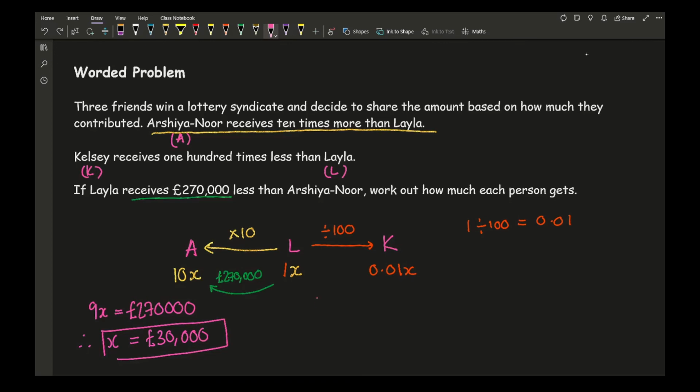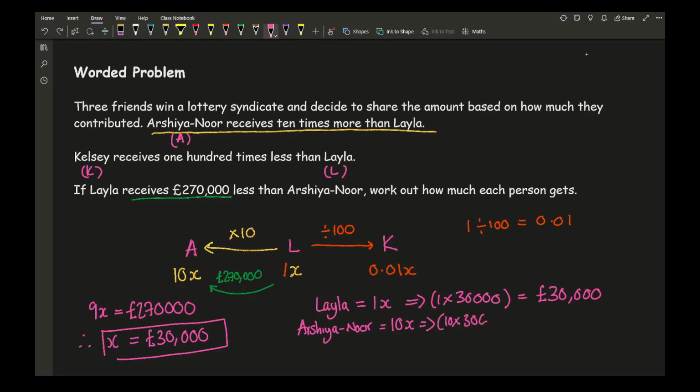Now, if Layla is 1x, then that's 1 times 30,000, which equals 30,000. Now, if Arsenal is 10x, then that's 10 times 30,000, which is 300,000.